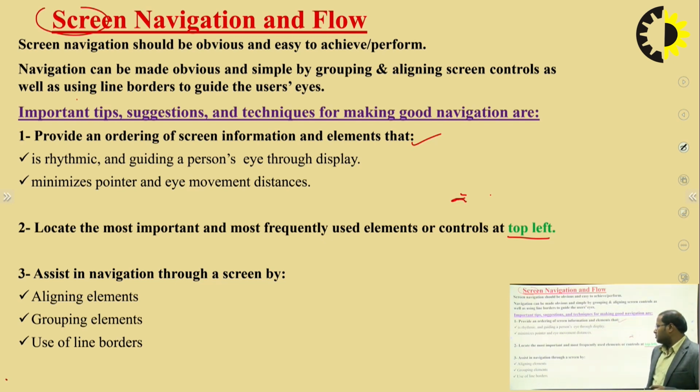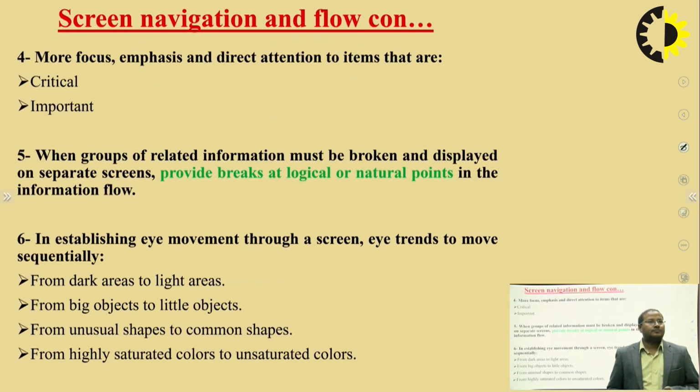Assist in navigation through a screen by aligning elements, grouping elements, and using line borders. Give more focus, emphasis and direct attention to the items that are critical and important. So the items that are information which are critical, which are important, we should give more focus and emphasis. When groups of related information must be broken and displayed on separate screens, provide breaks at logical and natural points in the information flow.